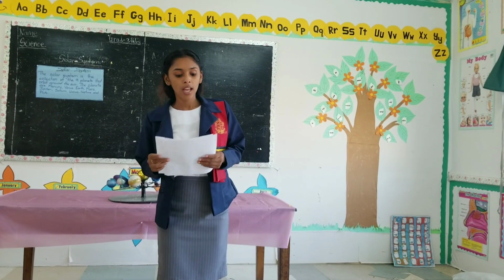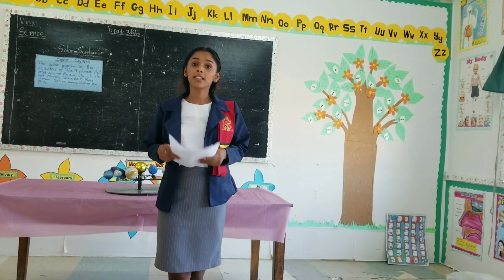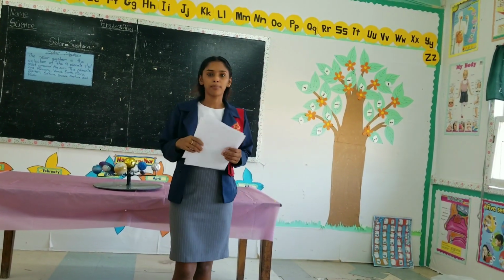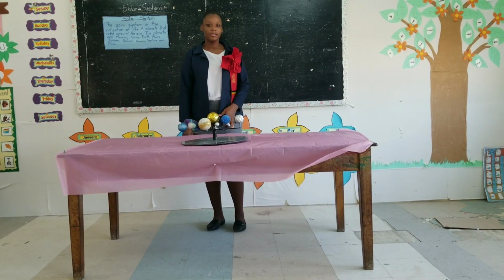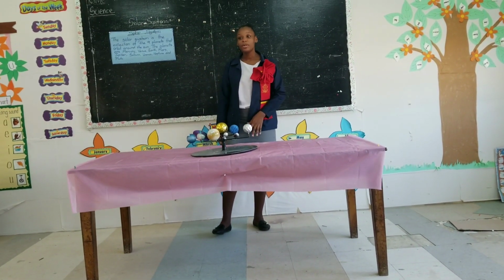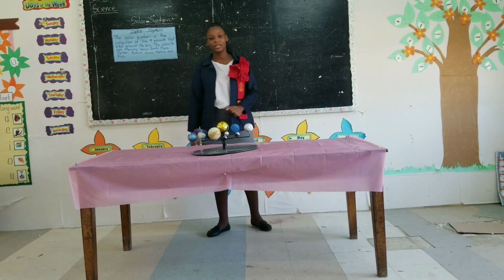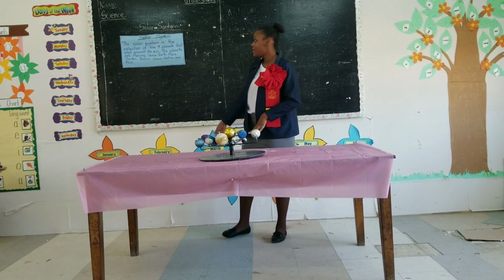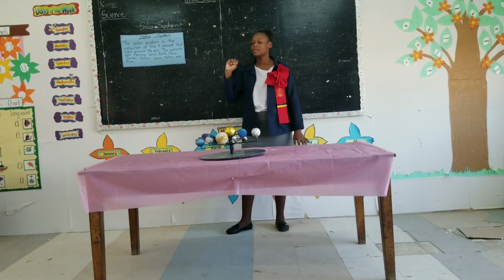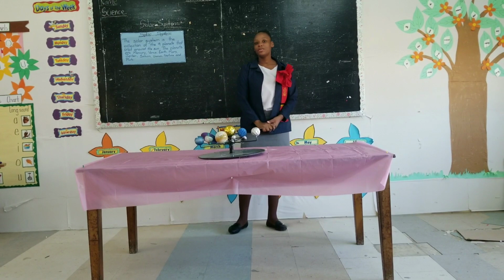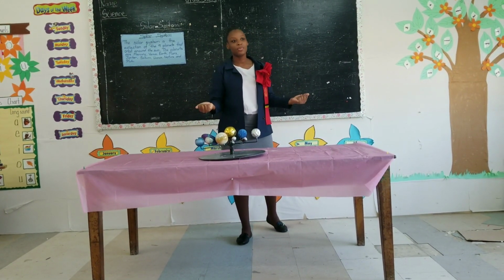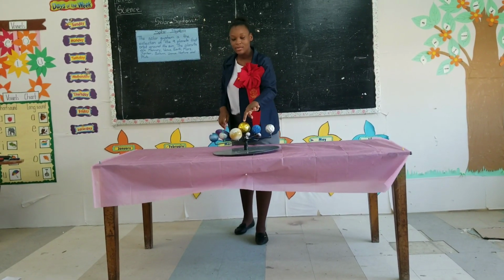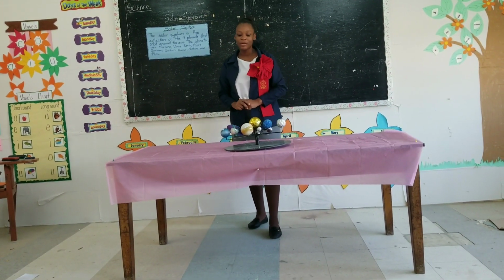Boys and girls, I've seen the results and I've seen that you grasp the concept of the solar system. Okay, boys and girls, now let's recap. Can anyone tell me what the solar system is? Yes, the solar system is the collection of how many planets? 9 planets. And what do the planets do? Very good, they orbit around the sun.